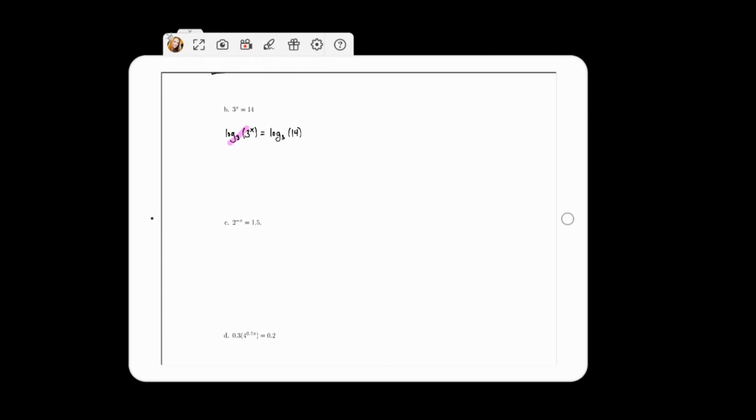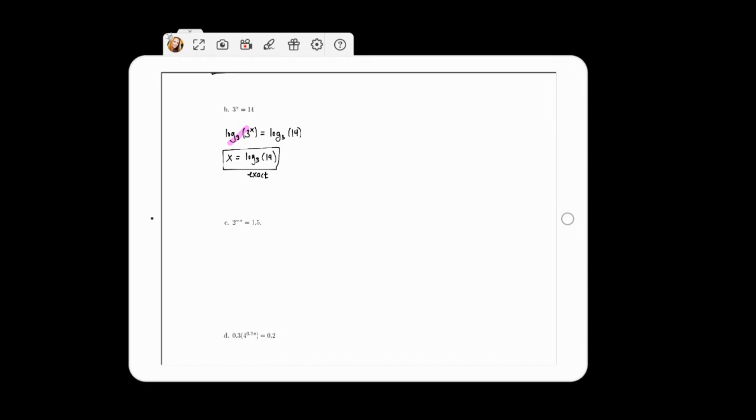And now we have cancellation due to the inverse property. So on the left-hand side, we have only x, and so x is equal to the log base 3 of 14. This is the exact answer. Okay, but you can think of it like this. That's the exact answer, but what number is that? We kind of know it should be some number between 2 and 3, but we'd like to have a decimal approximation. So to get the approximate answer, we must enter this on our calculator.